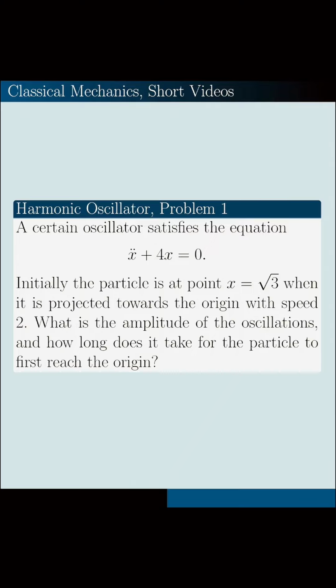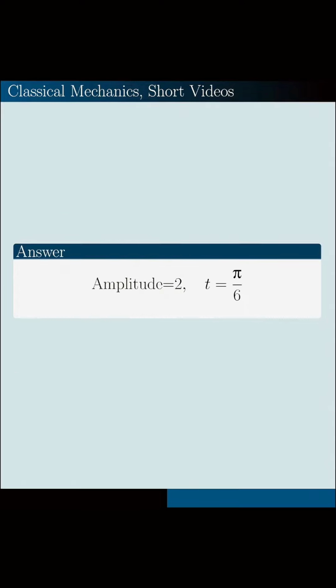Pause the video at this point and give it a try. If you do the calculations correctly, these are the answers that you will get. Amplitude is 2 length units, and the time in which the particle reaches the origin for the first time is pi over 6 time units.